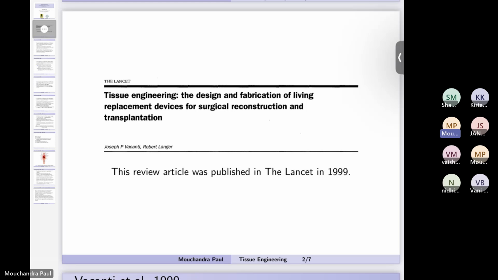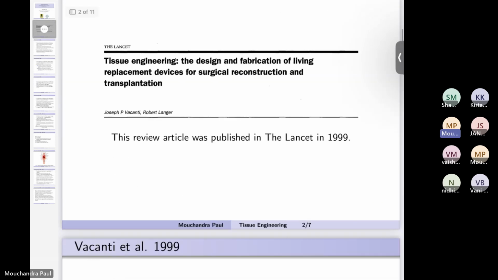And if you remember, I said in one of my classes that Robert Langer, who is currently a professor at MIT in the chemical engineering department, is the pioneer of this field. So this paper is co-authored by him. One of the textbooks that we'll be referring to in the course is also written by him and Vacanti. So these are two leading people in this field.